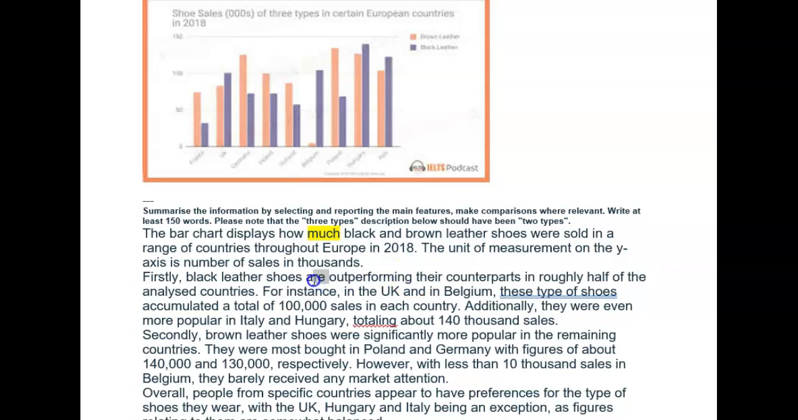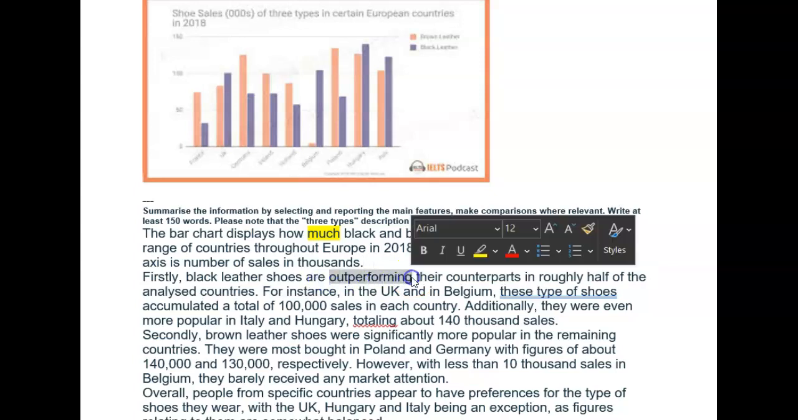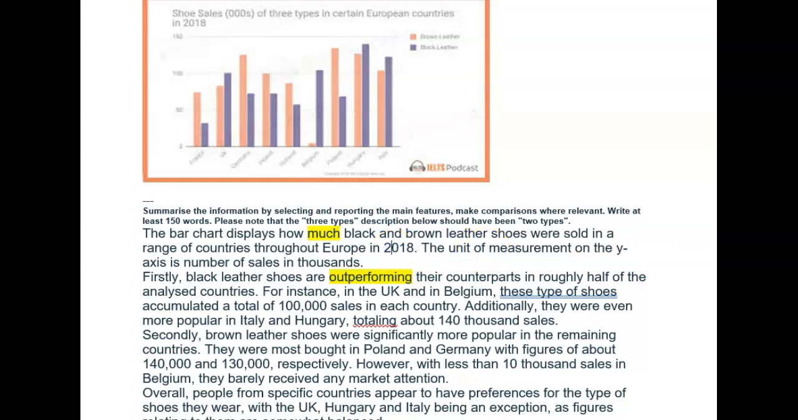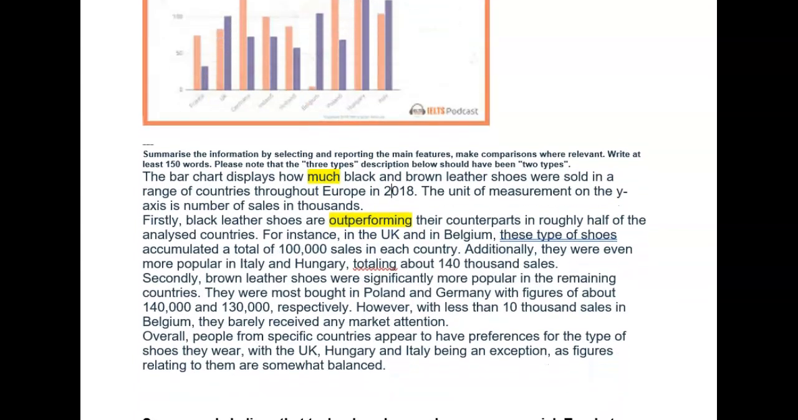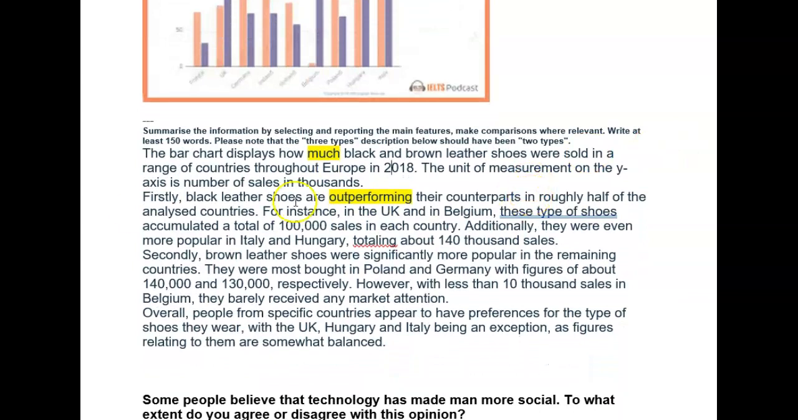Now, remember, because it's the past tense, it's 2018. So you've already told me 2018 here, yeah? So make sure it's all past tense. So outperformed their counterparts in roughly half of the analysed countries. For instance, in UK and Belgium, these types of shoes accumulate a total of 100,000 sales in each country. Additionally, they were even more popular.